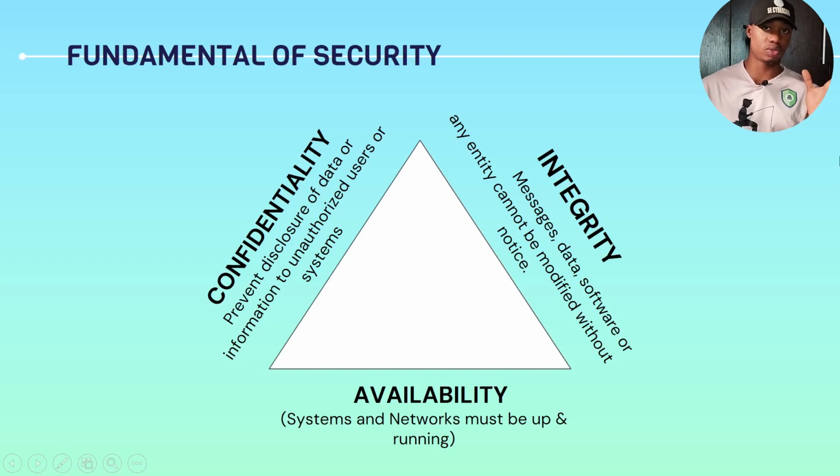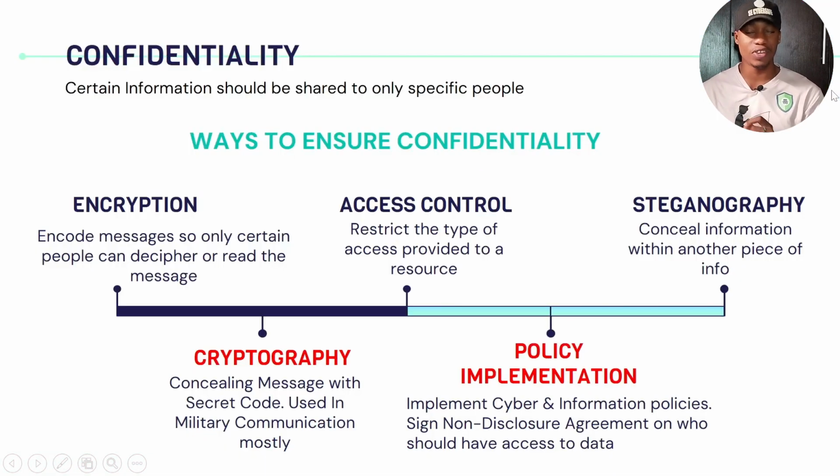So let's just take each of them, let's break down each of them so that you will see what they all entail. So confidentiality means certain information should be shared to only specific people. Your password should be confidential. Your account, whatever is in your account balance, should be confidential. There's some data that you know in your organization should be confidential. The moment they're out there, then there will be a problem. So what are the ways to ensure confidentiality? Since we've agreed that confidentiality is really important in security or in cybersecurity. So what are the ways to ensure confidentiality?